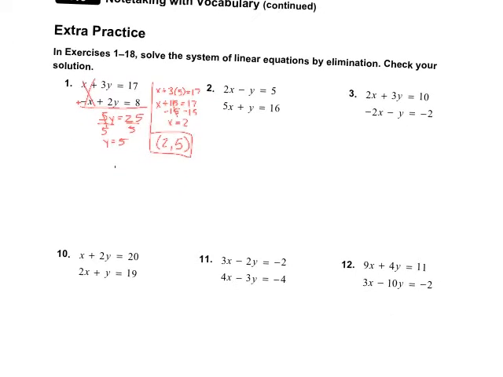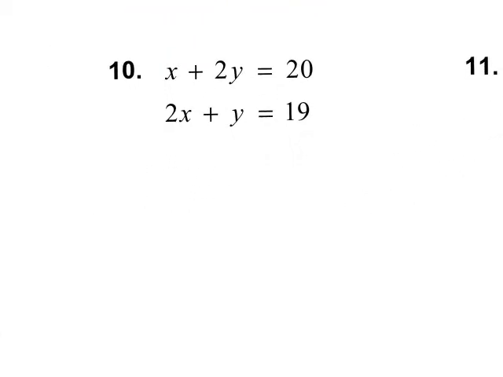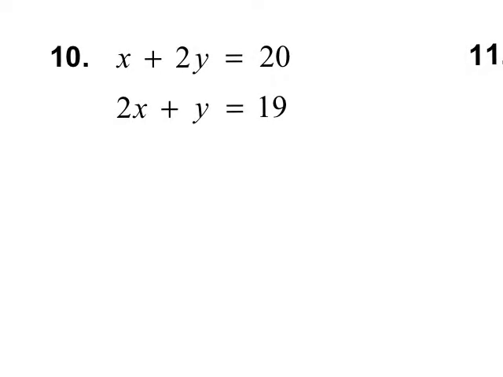Now I want to do number 10. Okay, so let's look at number 10. Again, first question you have to ask yourself: are there opposites? Do you see x's or y's as opposites? No. And guys, even if you see a positive number and a negative number, if they are not the same number, those are still not opposites, right? So we're going to have to multiply one of our equations.